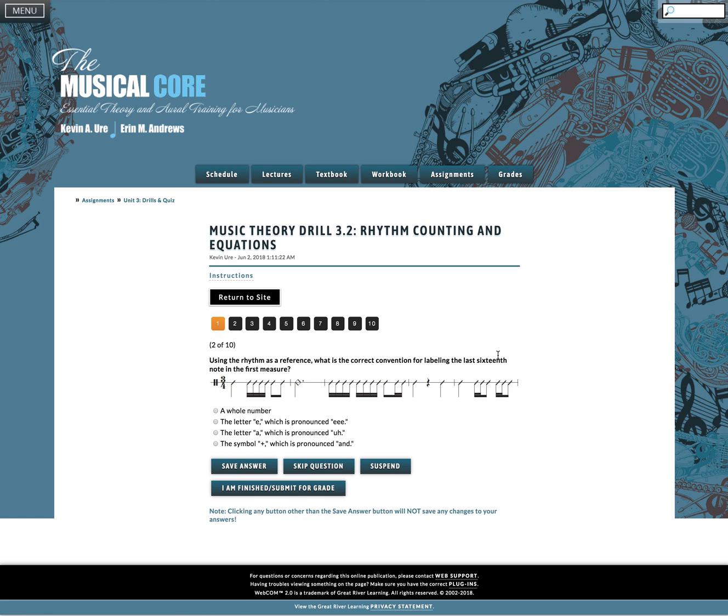So the last 16th note in the first measure. This is the last note in the measure, but it's not the last 16th note, so don't get confused by that. The last 16th note is right here. So again, we got to go 1 E and a, 2 E and a. So this is the letter A, because we use the letter A to represent the sound a.